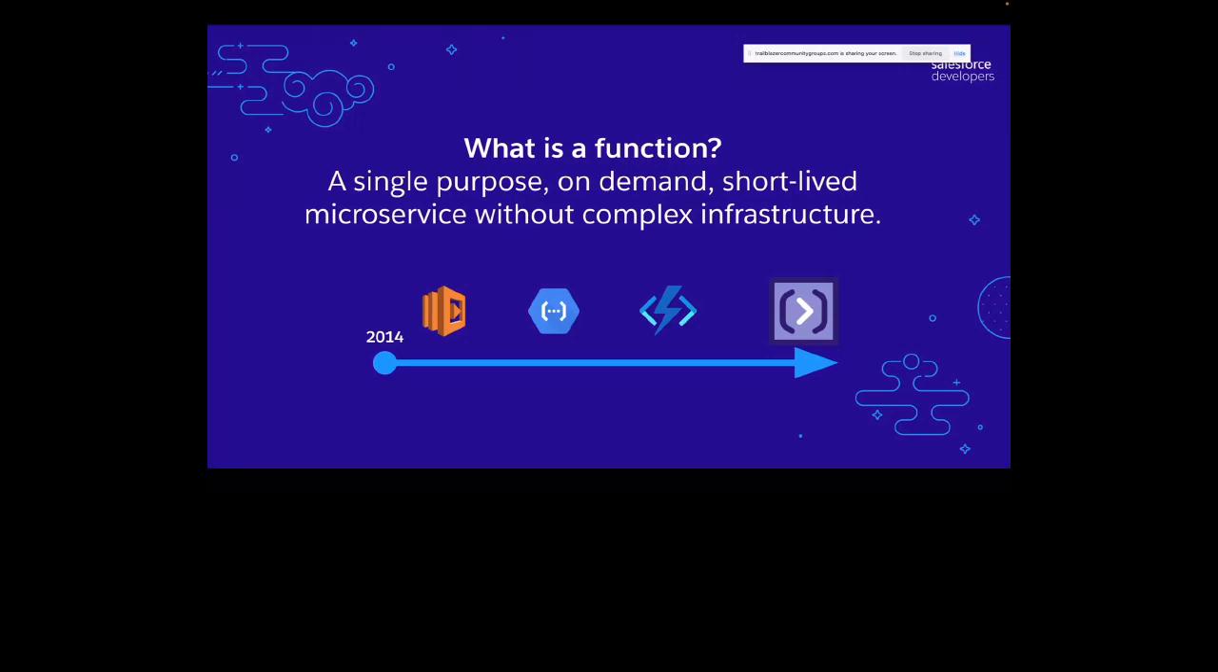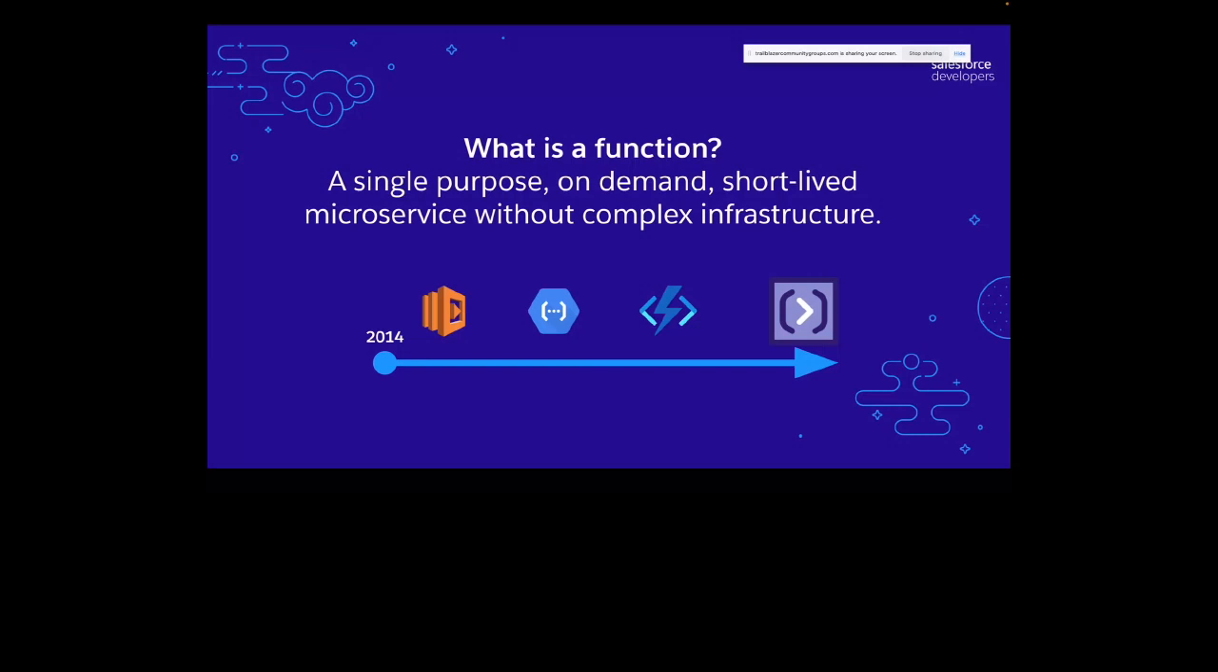There are a couple of words here. The first word is single purpose. As it is self-explanatory, a function serves a particular single purpose. It's not meant to do everything under the world. It is built for a particular thing, and it does that particular thing very well. Let's say you want to generate a PDF. So you create a function for generating a PDF. That's the purpose of that function.